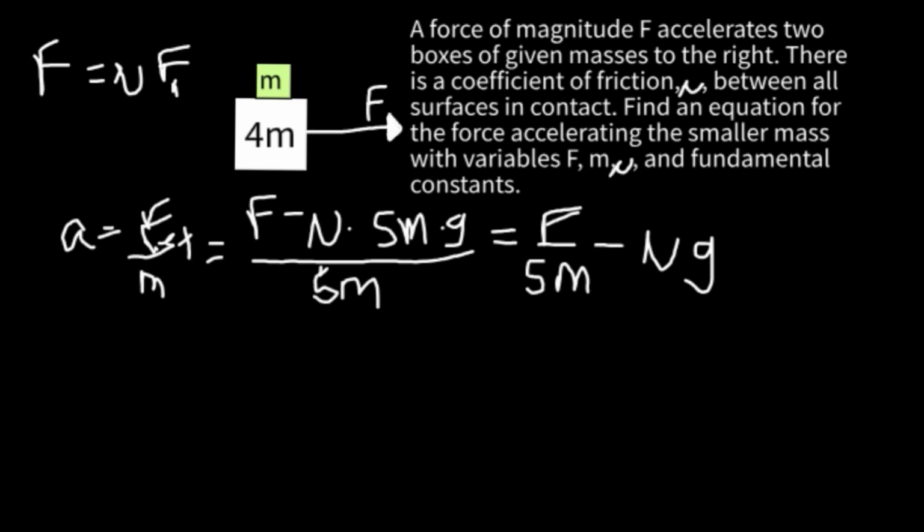Alright, now we want to find the force accelerating the smaller mass. Right? Now there is a force of friction between all surfaces. So there's going to be one right here. So there's a mu here. And I should have drawn a tabletop or some surface under the forearm. But there's also a surface here that also has mu, because it says there is mu between all surfaces in contact. So that would probably be something you would underline.